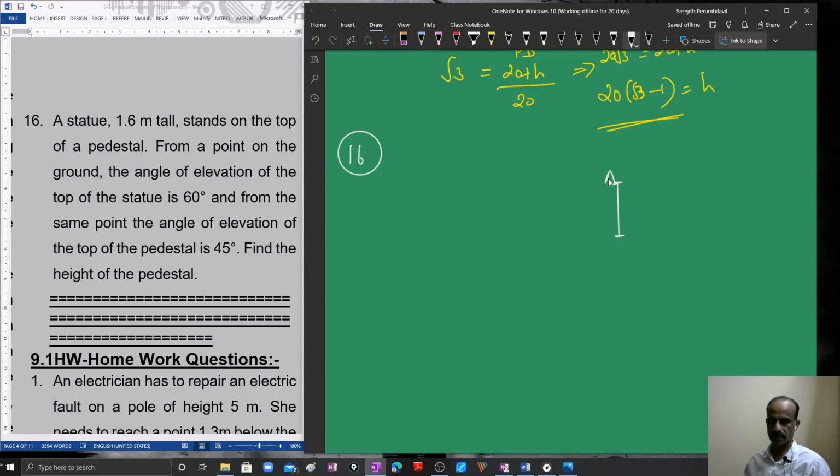Let AB be the statue, 1.6 meters tall, standing on the top of a pedestal. Let the pedestal be BC. From a point on the ground, the angle of elevation of the top of the statue is 60. This is the statue, this is ABC, and this angle is 60 degrees.